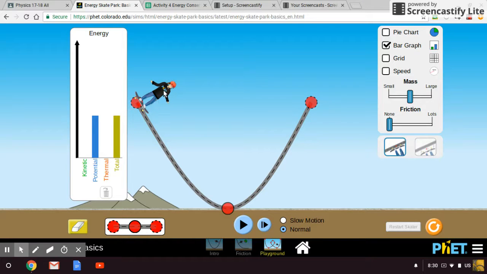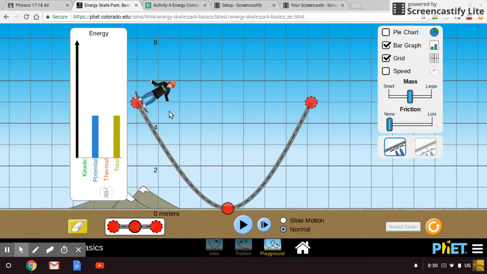When the person is at the highest point on the ramp and not moving, there's going to be zero kinetic. And of course, we're neglecting friction, so zero thermal. So the only form of energy that this person has is gravitational potential, because she's up in the air. So all 100 joules, for example, is dedicated to potential.